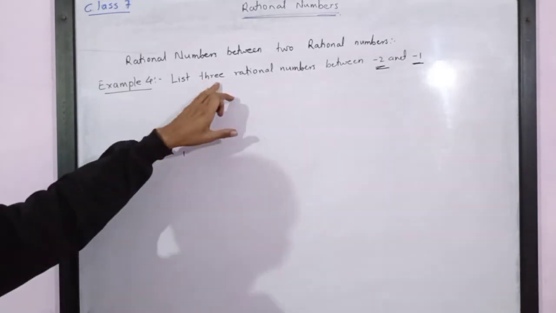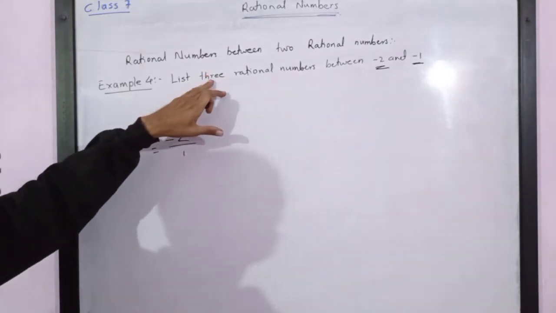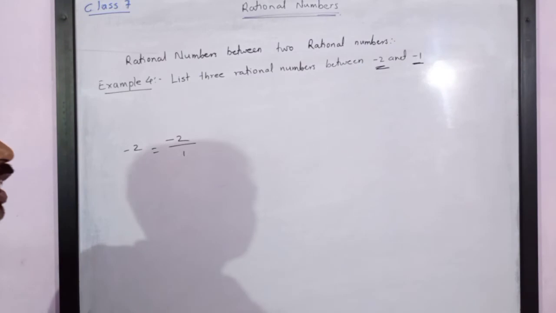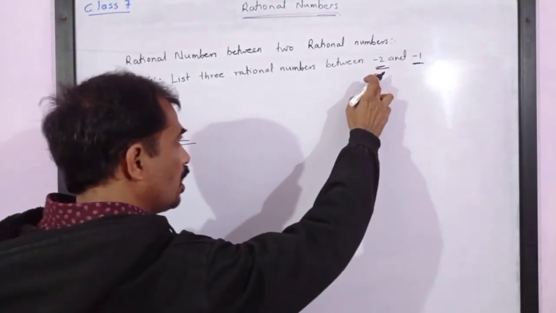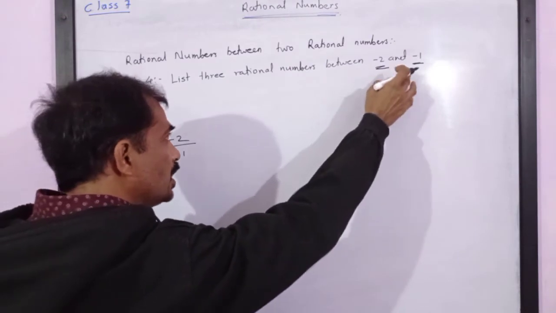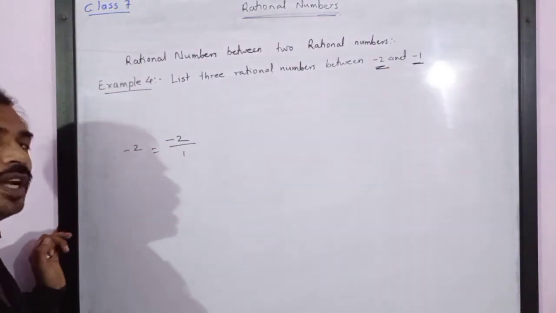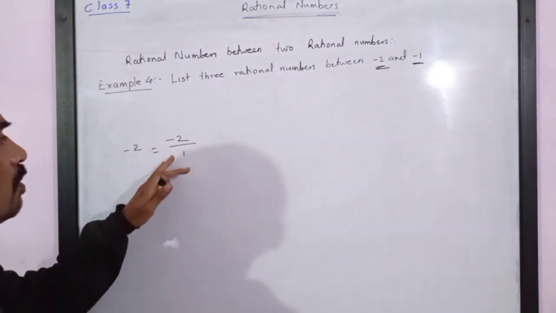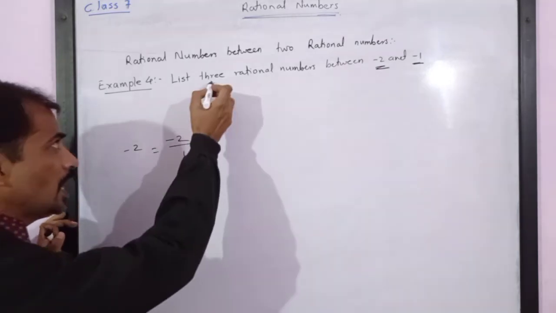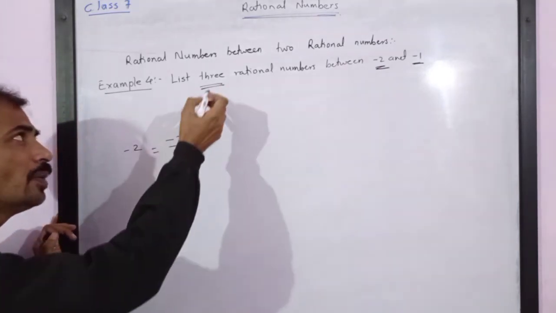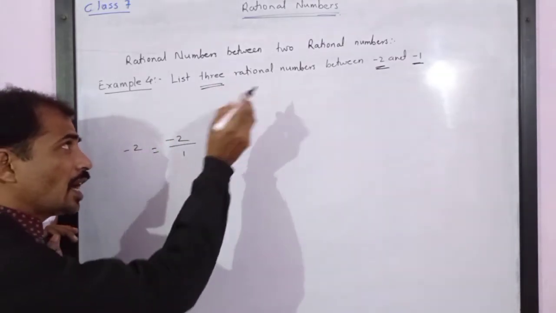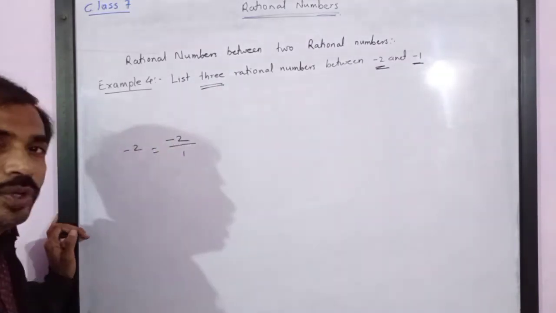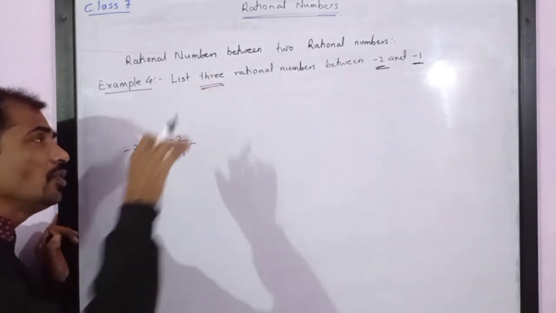Now we are asked to write three rational numbers between -2 and -1. So they can be found by finding the mean of the two, then again finding the mean. By that way also it is possible. And the other way is, we are asked 3, so multiply numerator and denominator by 5. Please note, three rational numbers are asked, so we add 2 and then multiply. So in 3 we add 2.